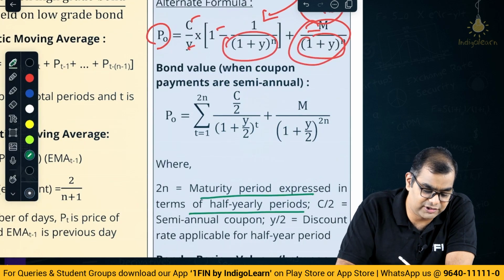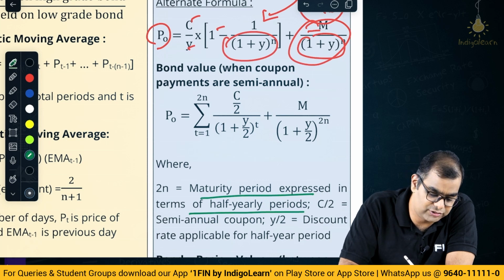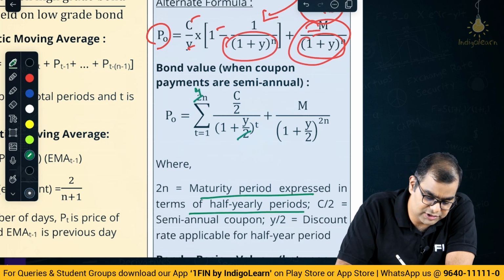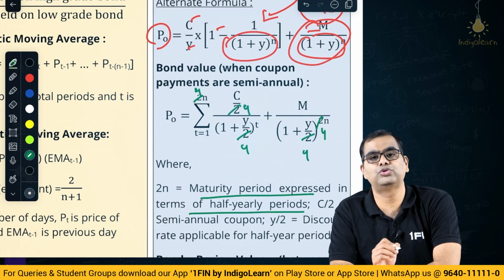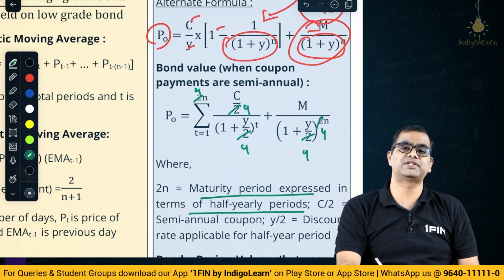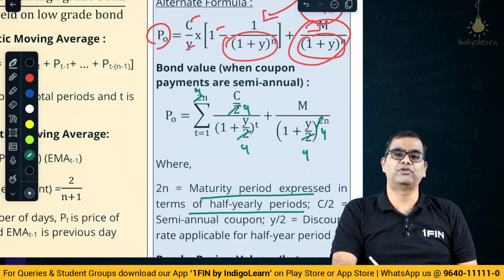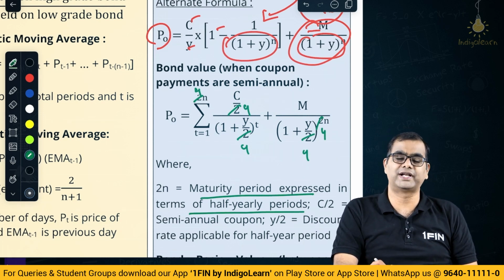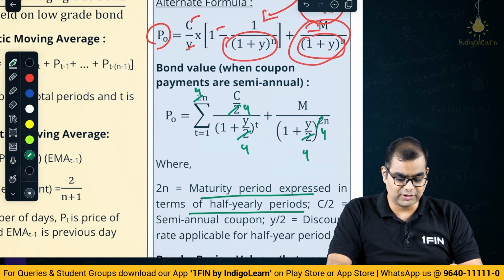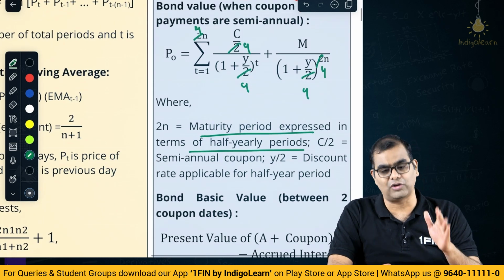If instead of semi-annual, let us say it is quarterly, then what will you do? This will become 4n, this will be 4, this will also be 4, this will also be 4. Everywhere you compound 4 times and you divide the interest rate by 4, so that when you compound it 4 times, you are accounting for both aspects. So, this is how you do it if it is a semi-annual or a quarterly coupon.